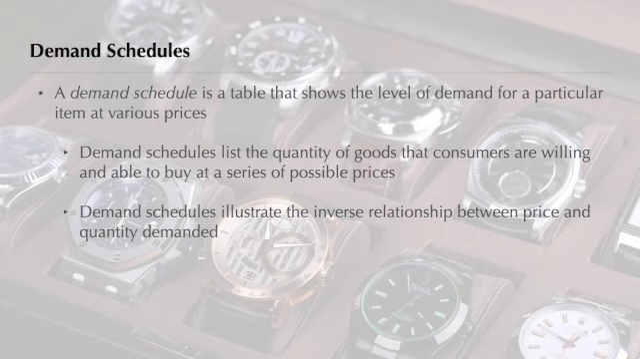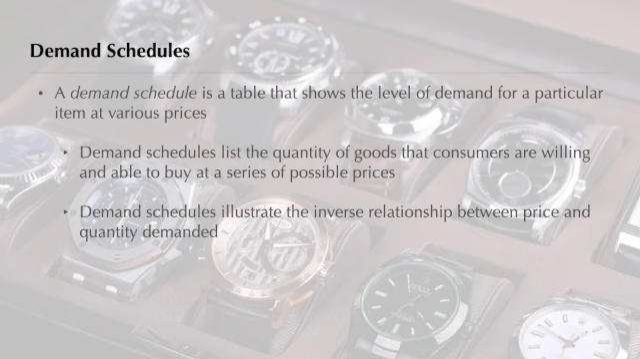One useful way to show the relationship between the price of a good or service and the quantity that consumers demand is a demand schedule. This schedule lists the quantity of goods that consumers are willing and able to buy at a series of possible prices. A demand schedule allows you to see the intersection of price and demand in a simple table format.